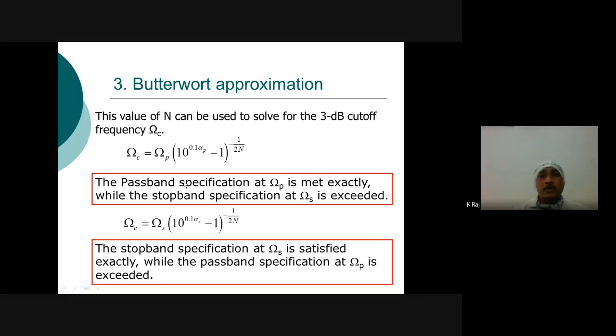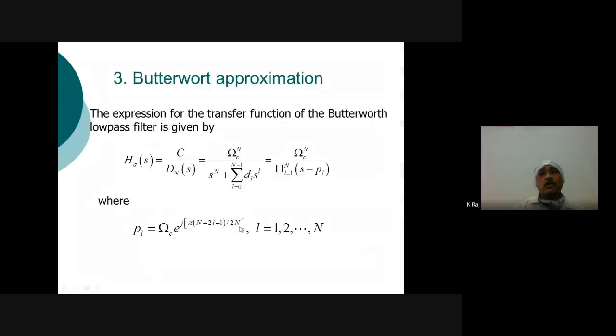Similarly, we can calculate the value of omega c either on the basis of alpha p, that is the passband ripples or the passband attenuation, or it can also be calculated with the help of the stopband attenuation and the stopband edge frequency by this formula, that is omega c is equal to omega s times (10 to the power 0.1 alpha s, minus 1), to the power minus 1 upon 2n here.